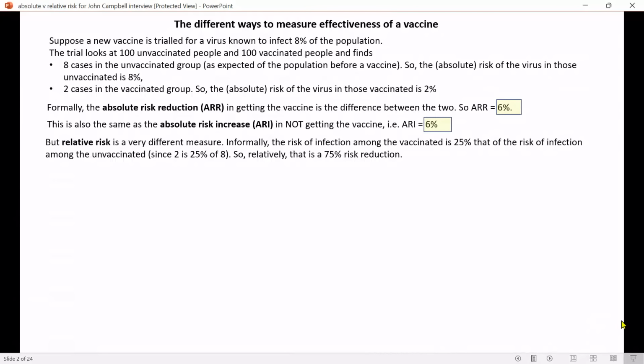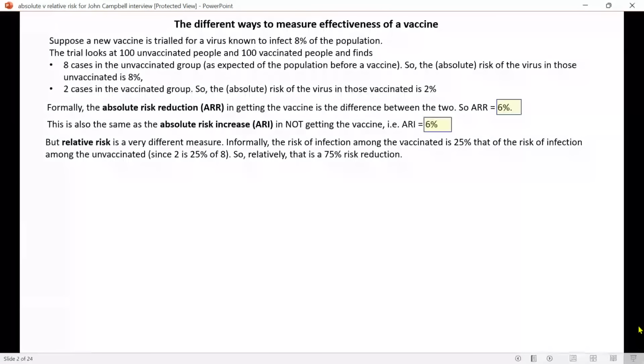And depending on how you're viewing this, you can also think of the absolute risk increase of not getting the vaccine, right? What's the increased risk if we don't get the vaccine? Well, in that case, it's going from 2 to 8. So again, it's 6%. So the absolute risk reduction in getting the vaccine is 6%, and that's the same as the absolute risk increase in not getting the vaccine, right?